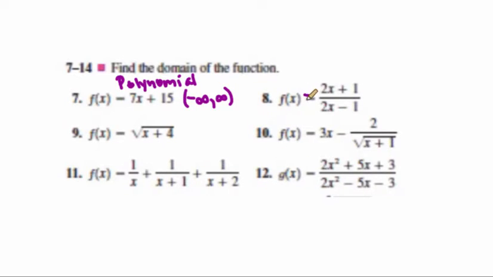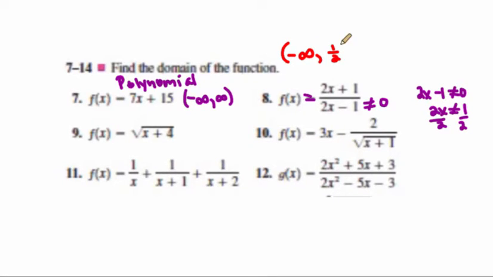This function is a rational function like the kind we were talking about today. We just have to guarantee that the denominator will not equal 0. So 2x minus 1 can't equal 0. So I guess x cannot equal 1/2. Now you should write that in interval notation, which means we are simply leaving out 1/2 from the domain.